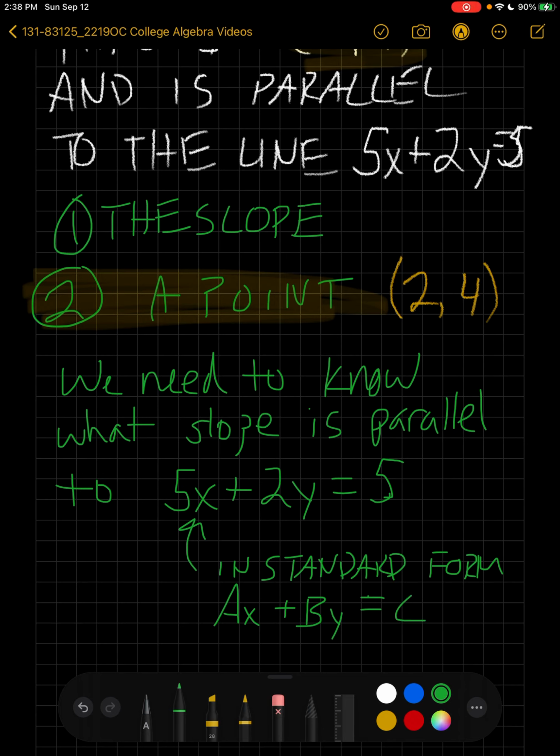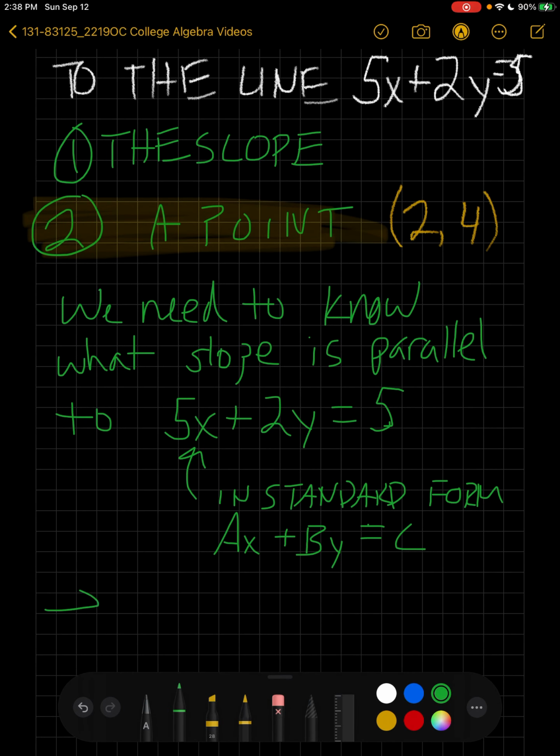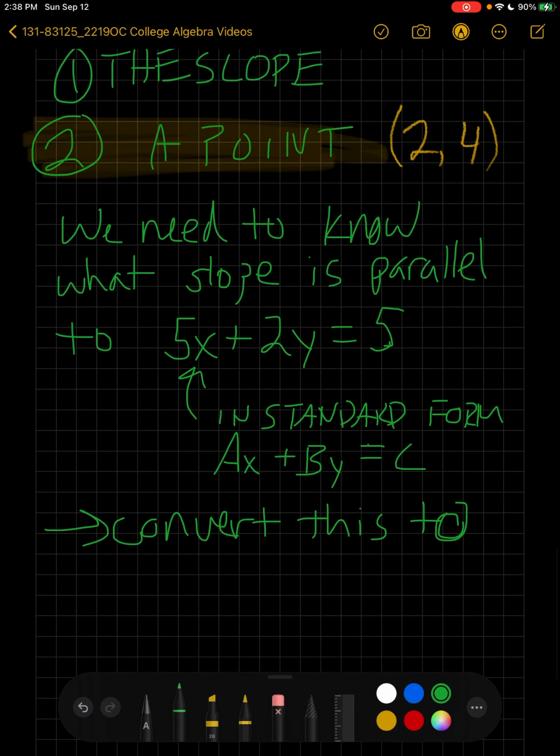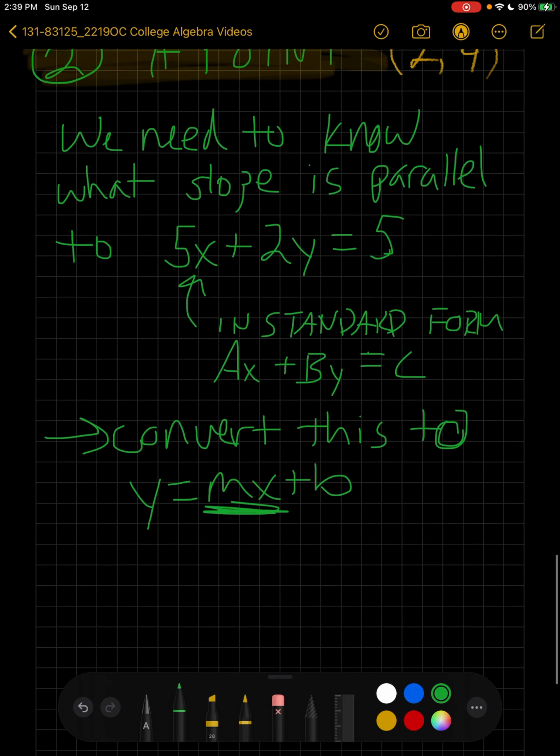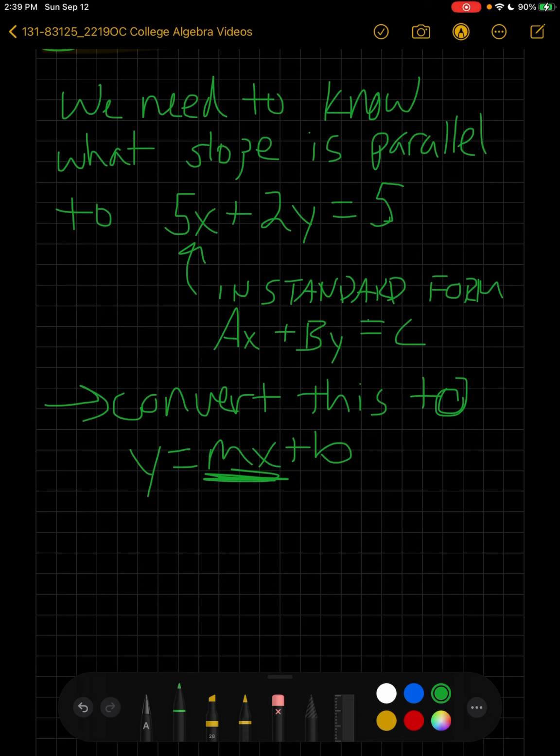But if we want to know the slope, and that's really what we want to know, we can convert this to y equals mx plus b. Then we'll be able to just look and find our m value. Then we'll know the slope of this line, and then we need to find out what the slope would be for a line that's parallel to that. But first, one thing at a time, let's convert this line to y is equal to mx plus b. And we're going to do that by solving for y.